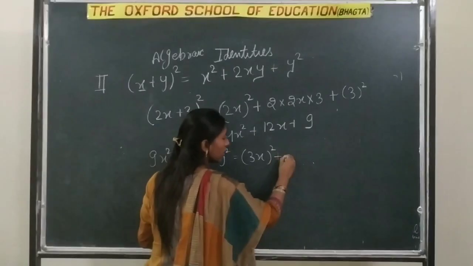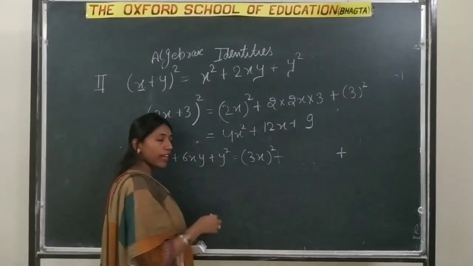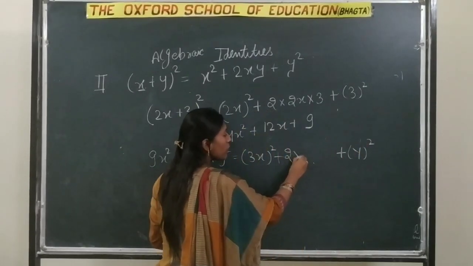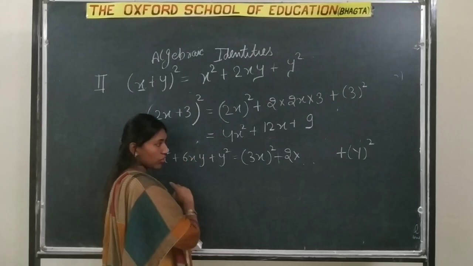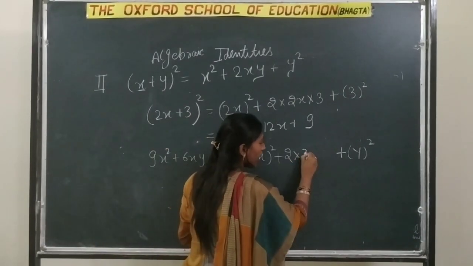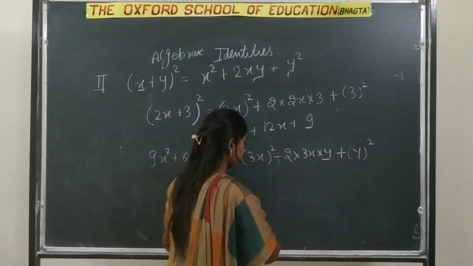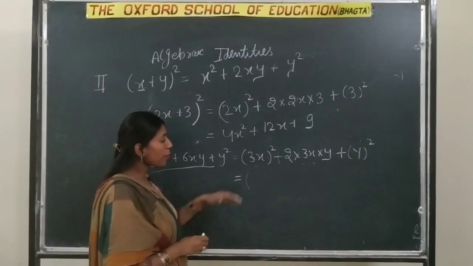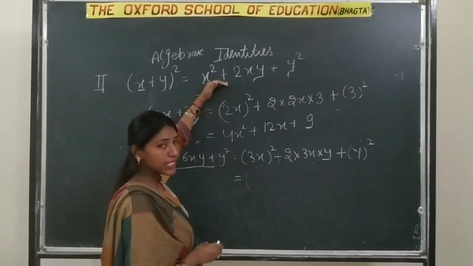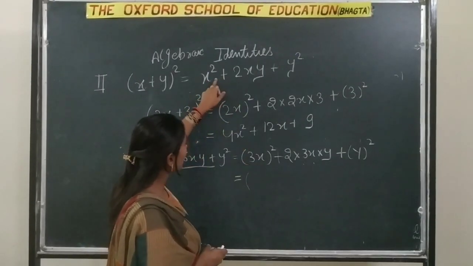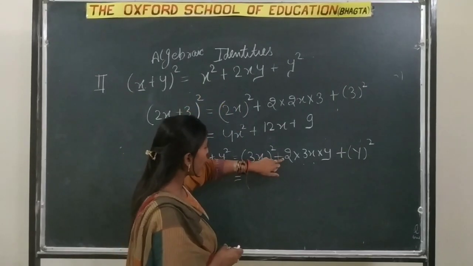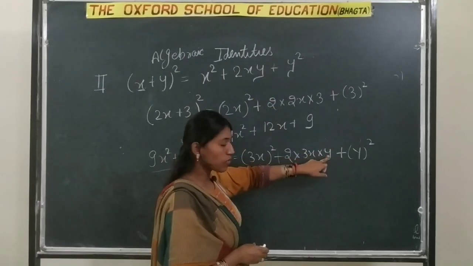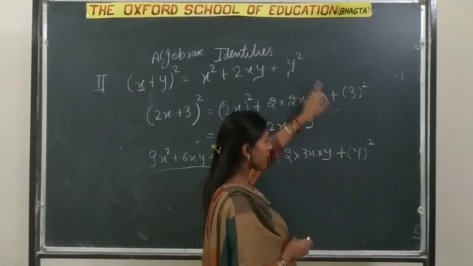Next, we will write y square as y square. Now what is the middle term? 6xy. So we can write it as 2 into 3x into y. I write this term in this way. So now compare this term to this side. So this is the first term square plus 2 into first term, that is 3x, second term, that is y, plus second term y square.